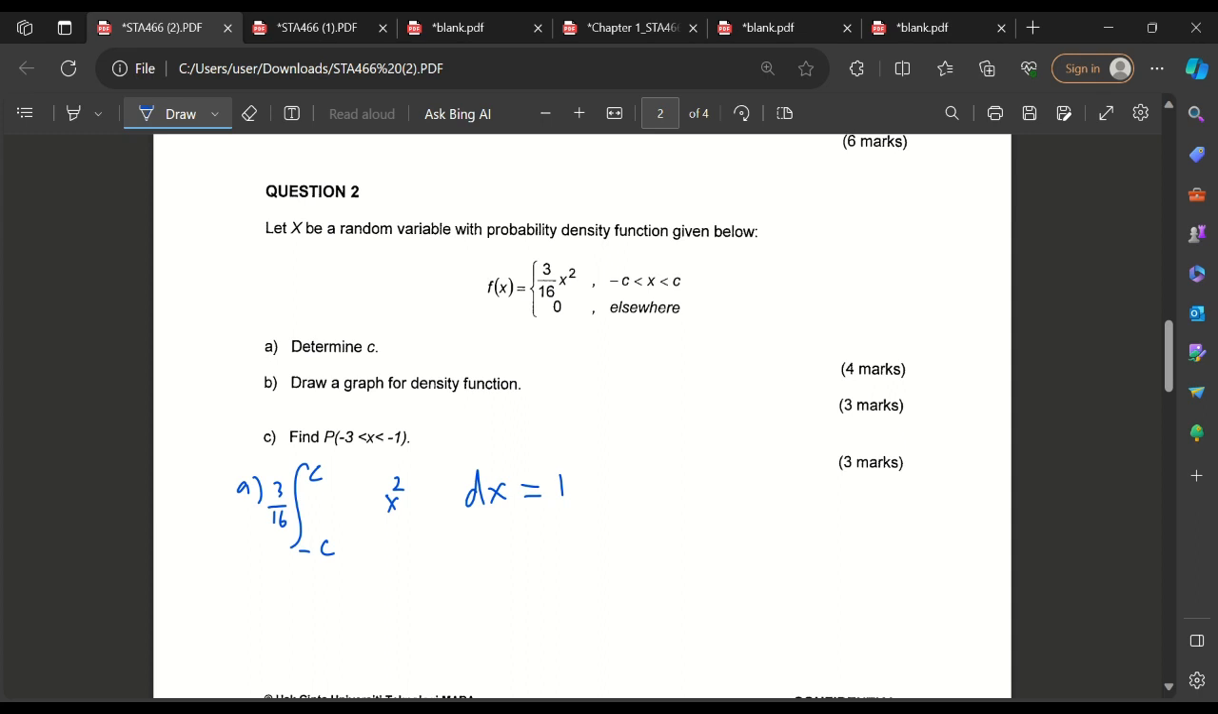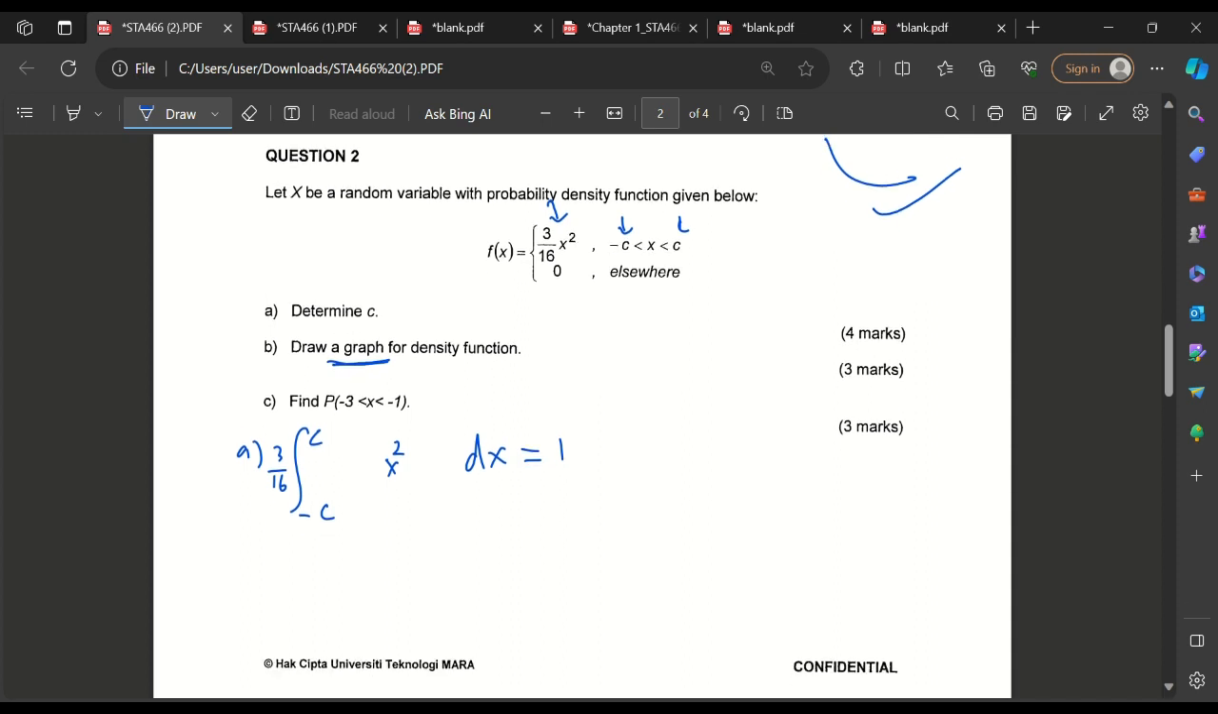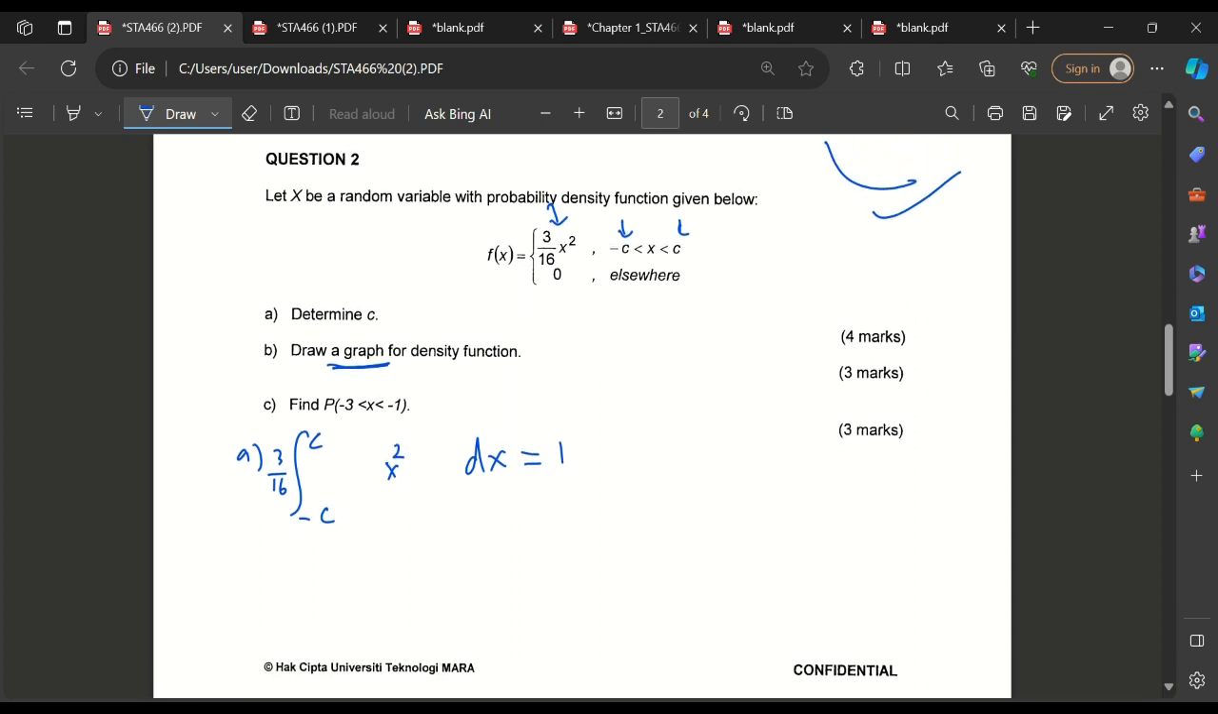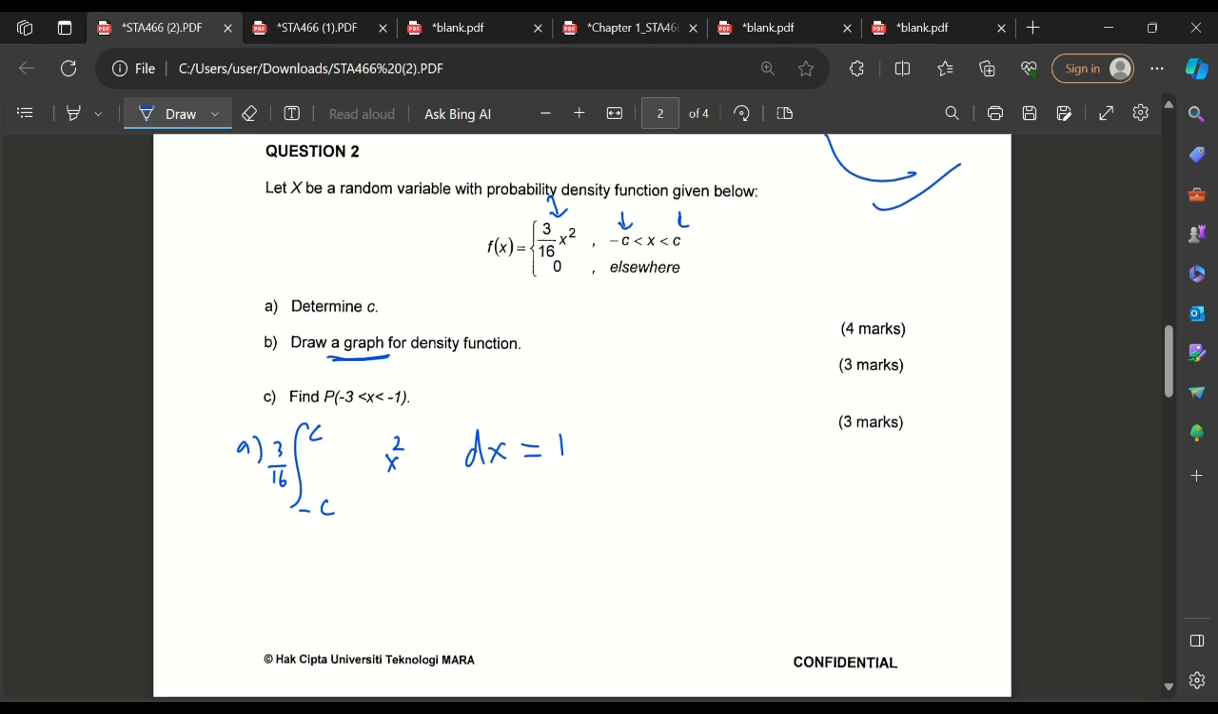Bila dapatkan nilai c ni, barulah you boleh draw the graph. Try buat draw the graph, and then kena make sure tengok graph tu adalah graph quadratic. So, sama ada dia macam tu ke ataupun macam ni. Okay. So, nanti boleh try buat. And then c tu boleh carilah nilai probability bila you integrate daripada negative 3 until negative 1.